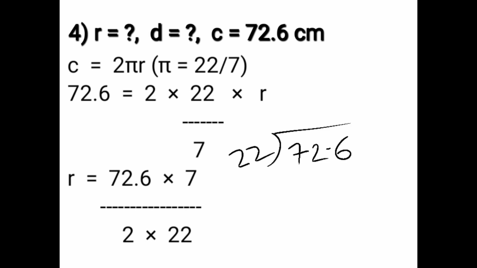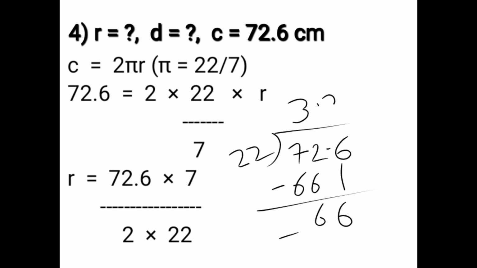22 threes are 66, because 22 fours are 88, which is greater than 72. So 72 minus 66, do the subtraction. The answer is 6. Here the decimal point is there, so you have to write the decimal point in that same place, and this 6 you have to bring down.